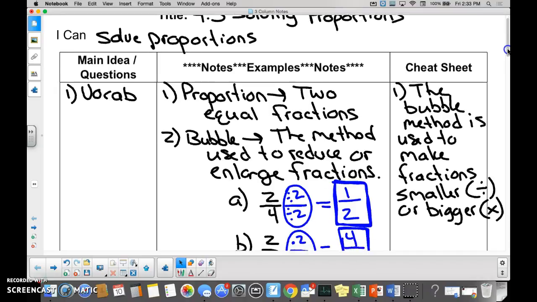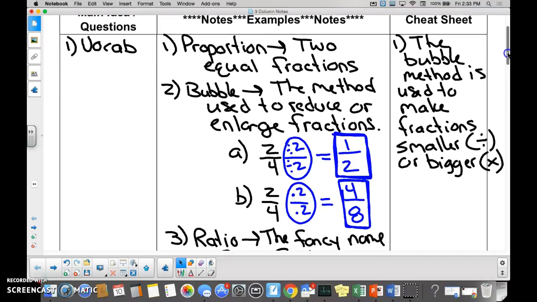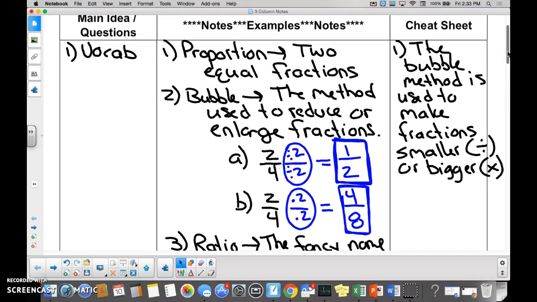Okay, and then bubble, this is not new, this is a review. We use the bubble method to either reduce or enlarge fractions. Everyone repeat after me. We use the bubble method to reduce or enlarge fractions.